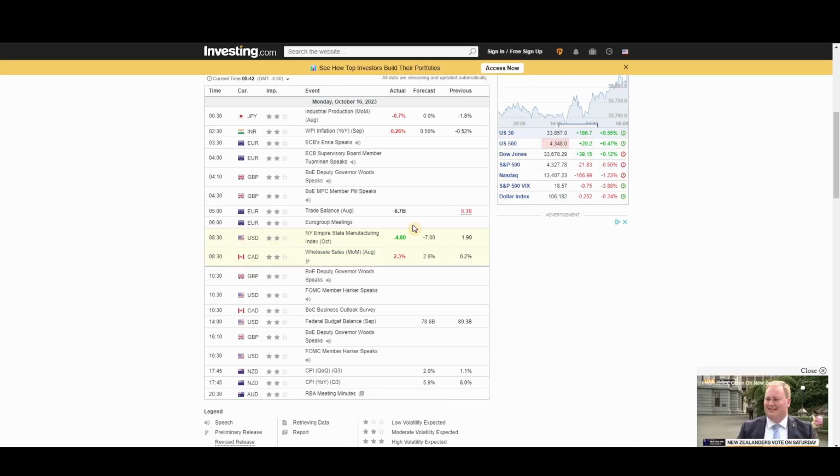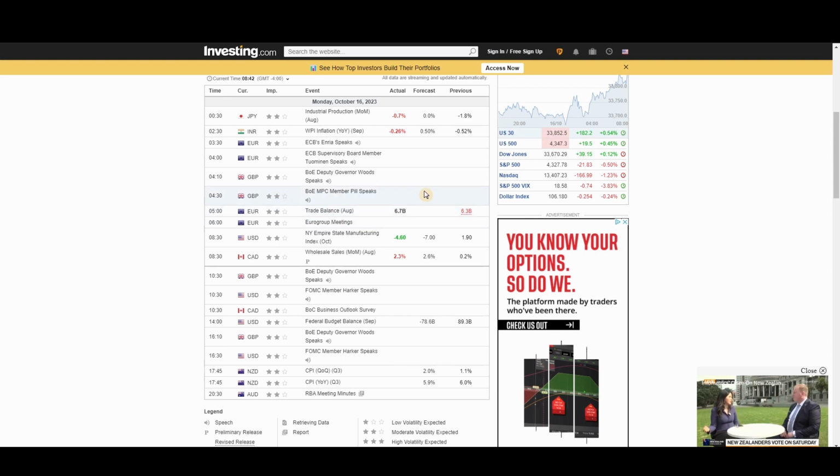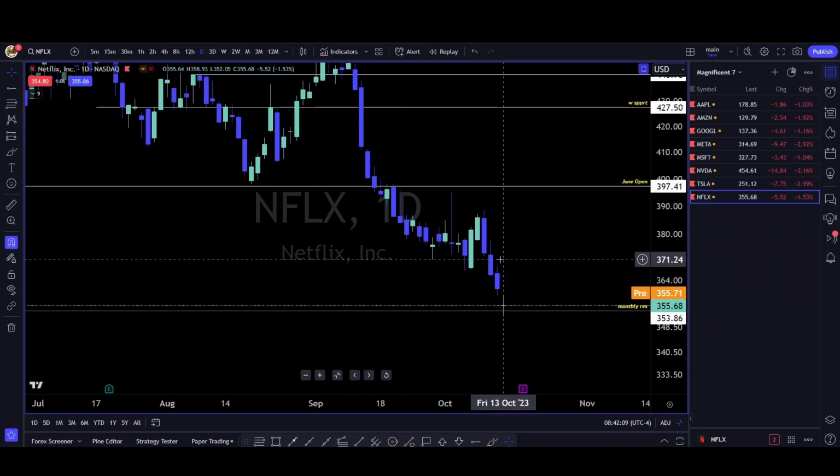There is no event risk for today. No headline news event risk. So today's trading will be done basically on today's trading.